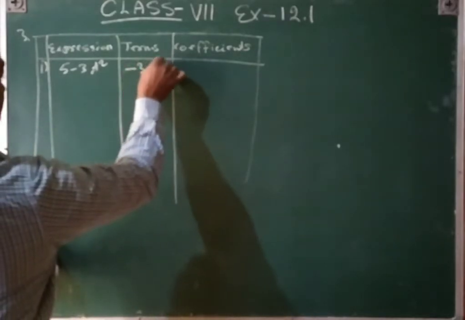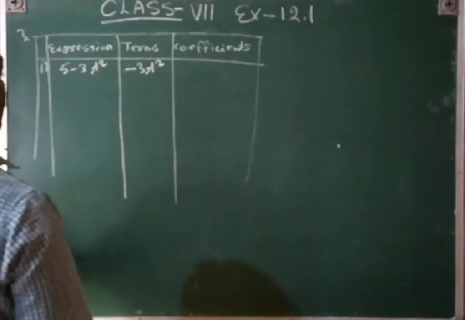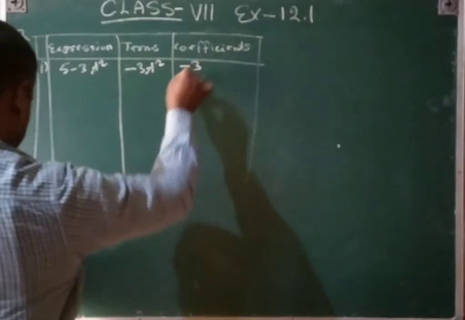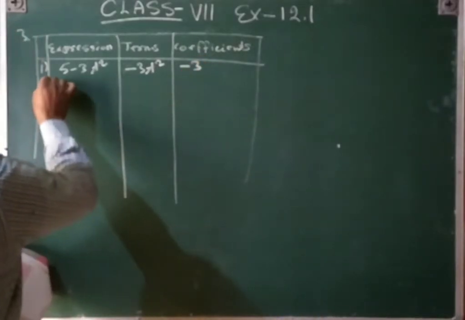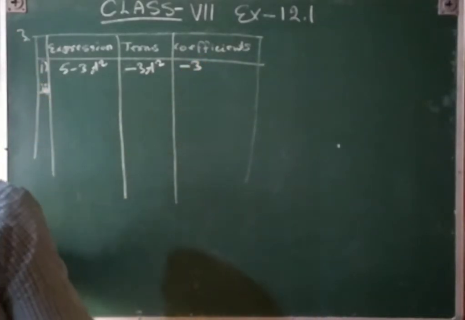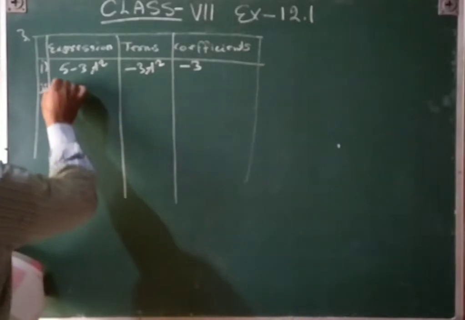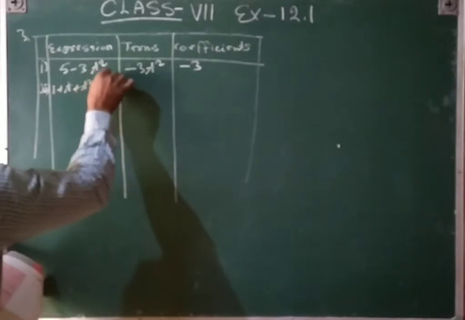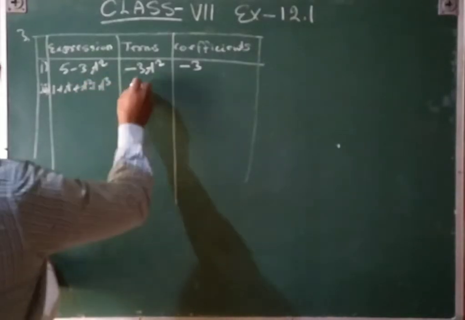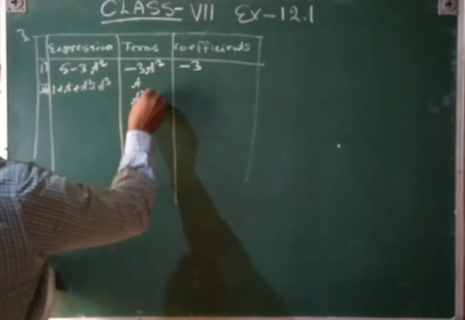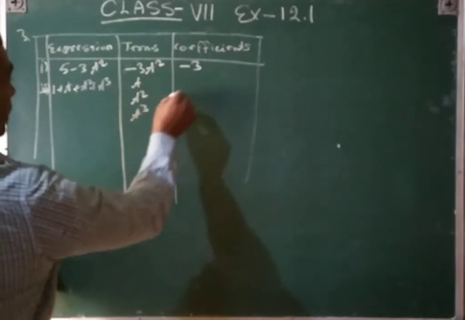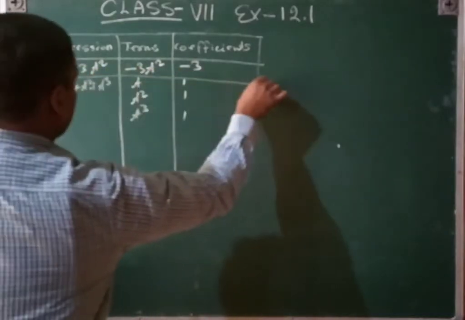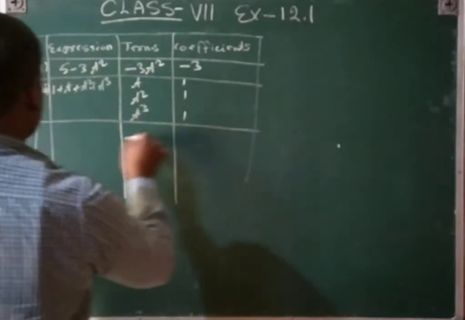So where there is an English alphabet, you will use that one letter only, that one term only. So that is minus 3. And then the second part is 1 plus t plus t square plus t power 3. So you will write t, t square, t power 3. So here is a 1, 1, 1. Everywhere is 1. The first question.